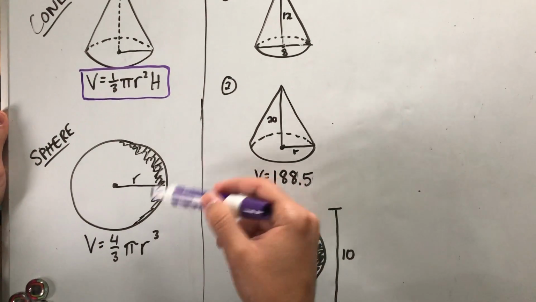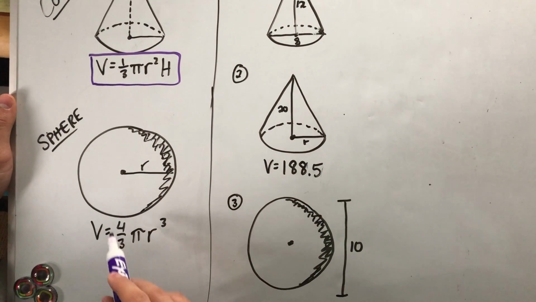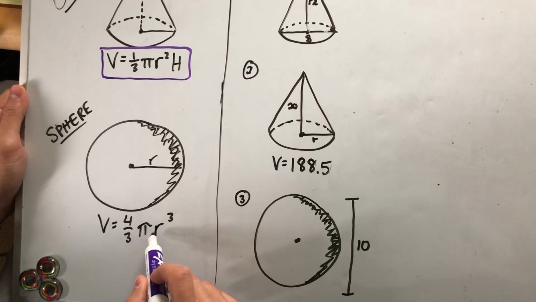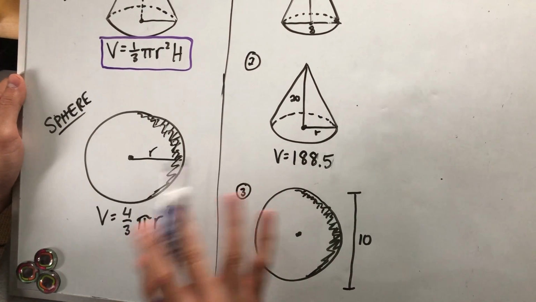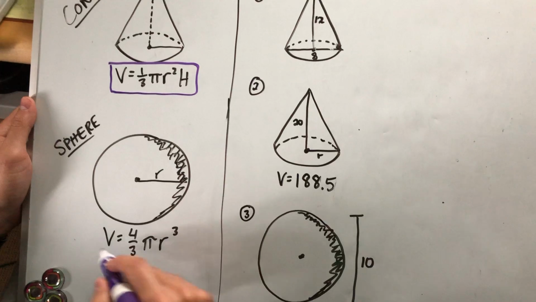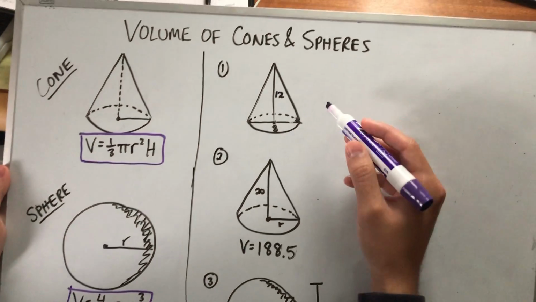And for sphere, I tried my best to draw a sphere. It was horrible. So the volume for a sphere is 4/3 pi times radius of the sphere cubed. That's it. There's no height. There's no nothing. All right, so we're going to do 3 different problems, and hopefully this helps you with your assignment. The first one, we have a cone.